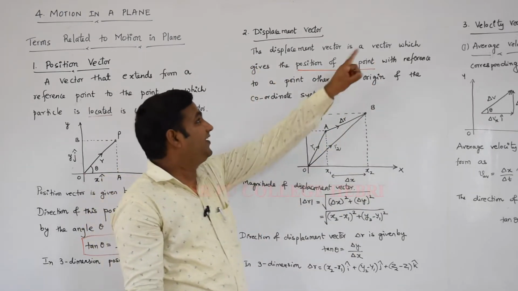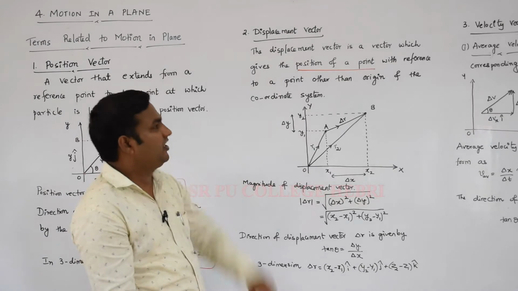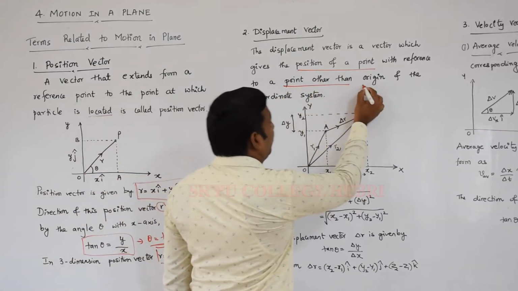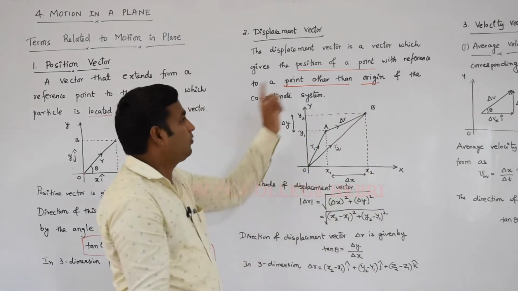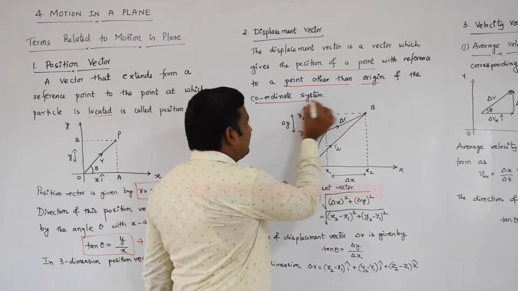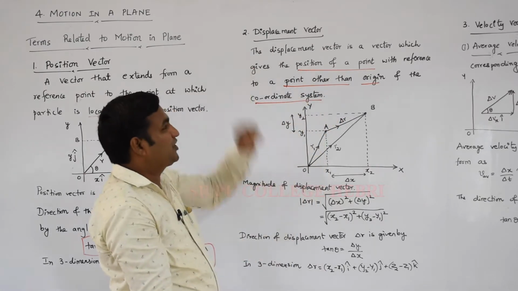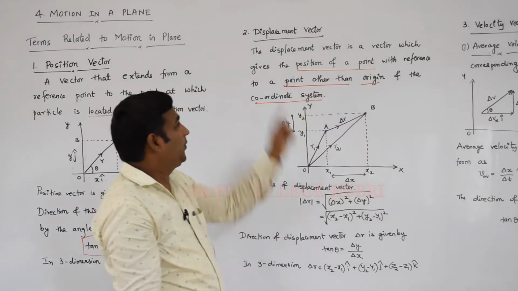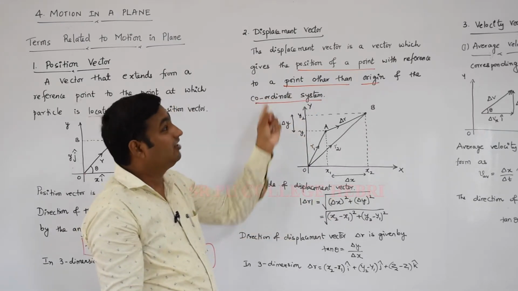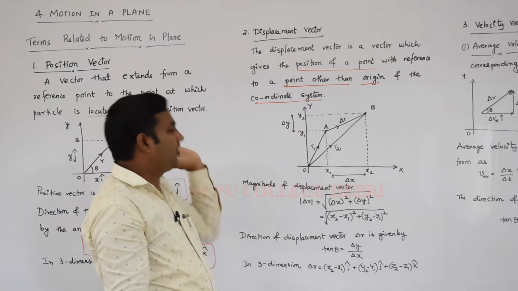Displacement vector is a vector which gives the position of a point with reference to a point other than the origin of the coordinate system. Remember this: the displacement vector is the vector which gives the position of a point with reference to a point other than the origin of the coordinate system.